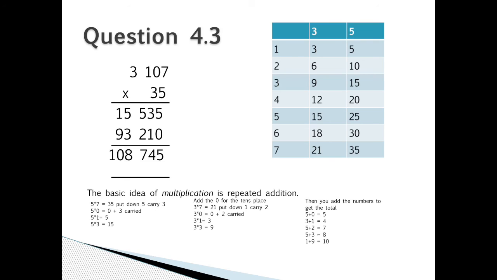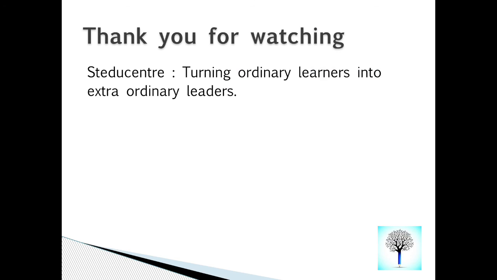5 plus 0 is equal to 5. 3 plus 1 is equal to 4. 5 plus 2 is equal to 7. 5 plus 3 is equal to 8. And 1 plus 9 is equal to 10. Your total answer is 108,745.